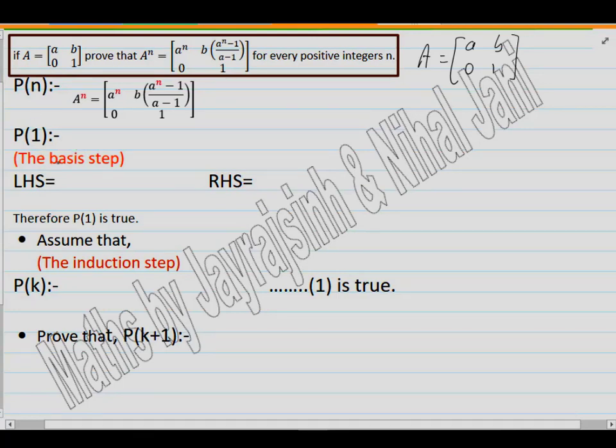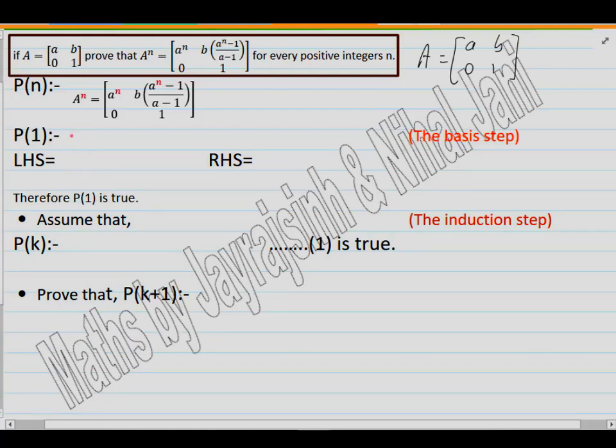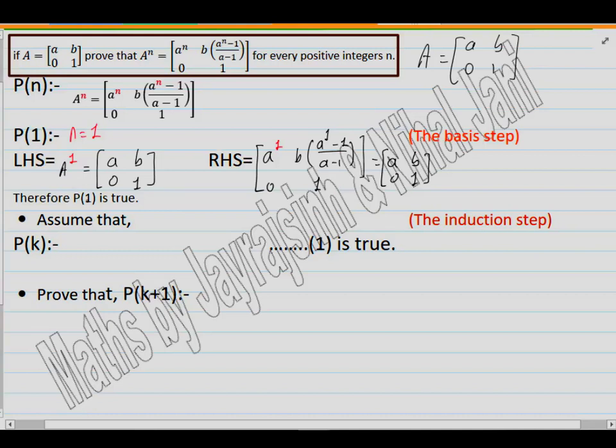Let's start to prove it without wasting time. Our first step, the basis step, we have to prove P of 1. That means we have to place n equal to 1. So in the left hand side we are going to get A raised to 1, and we already know matrix A is nothing but [a, b; 0, 1], right? Now it's time to put n equal to 1 in the right hand side. In the right hand side we have the big matrix with a raised to 1, b into (a raised to 1 minus 1) upon (a minus 1), and in the second row we'll have 0 and 1. As you can see, a minus 1 can cancel out, and here we get [a, b; 0, 1]. So our right hand side is equal to left hand side, therefore P of 1 is true.